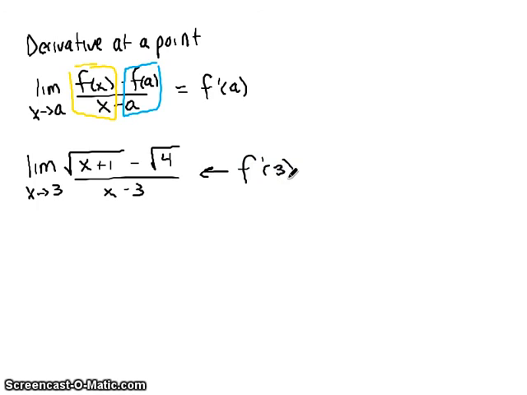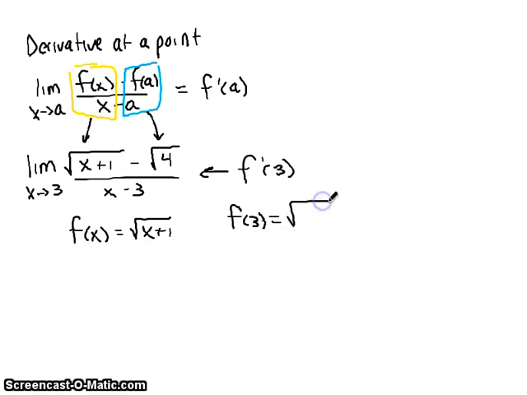So in order to find f prime of 3, we need to think about what is f of x. If we look at our definition, f of x comes first, f of a comes second. So if we're thinking about it that way, f of x could be the square root of x plus 1. And if you want to check it, our f of 3 should be the square root of 4. And if we plug 3 into the f of x that we just said, we do get the square root of 4. So we do know that this right here is going to be our f of x.